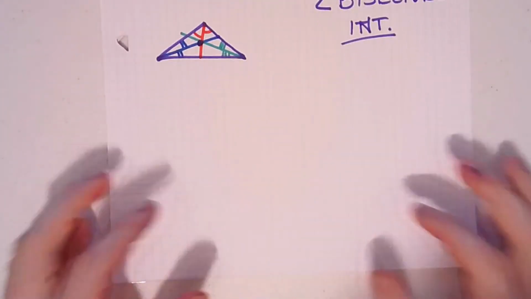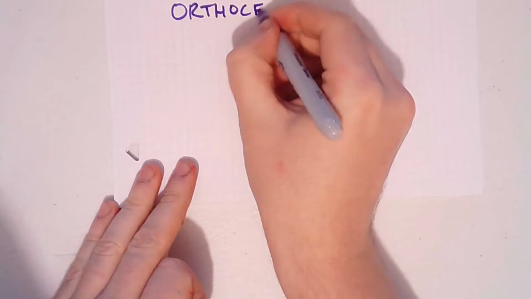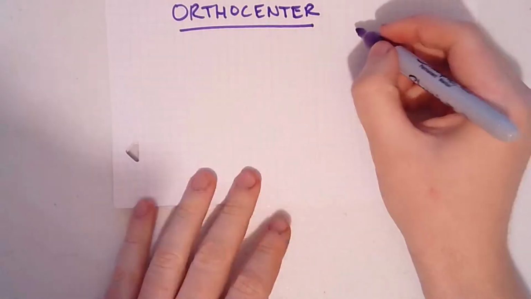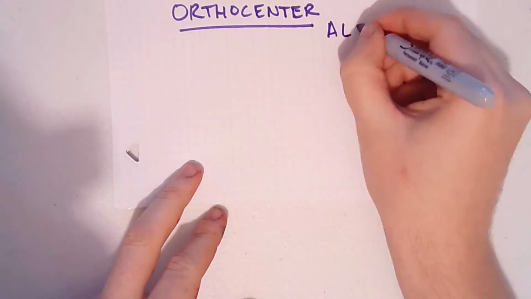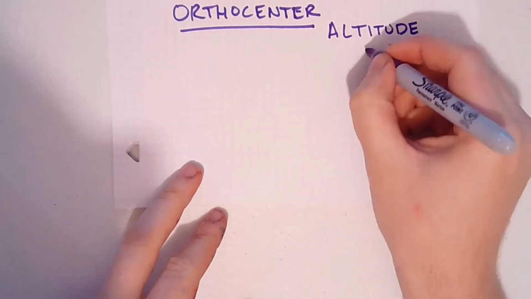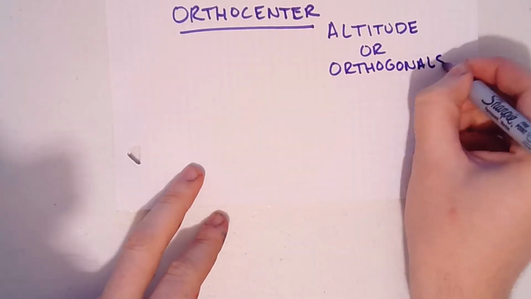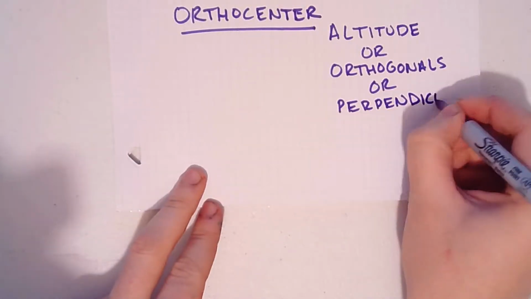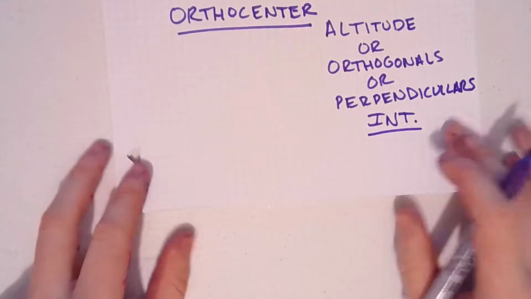So now we're going to start breaking outside of the triangle. I'm going to talk about the Orthocenter. So the Orthocenter is not always inside the triangle. But the idea of the Orthocenter is it's at the intersection of your altitudes. Or we could call them orthogonals. Or we could call them perpendiculars, because they're all the same thing. So where they intersect is going to be where the orthocenter is.